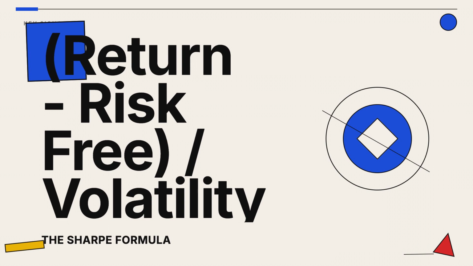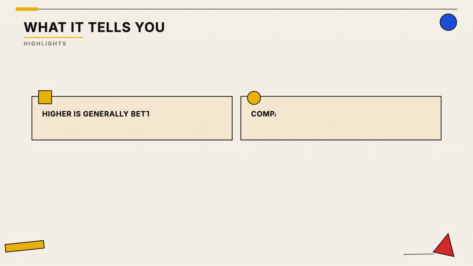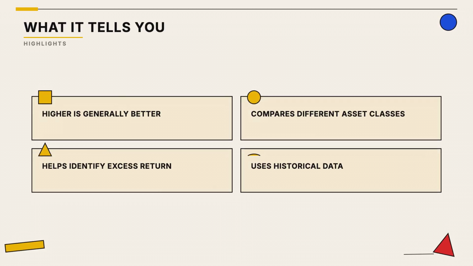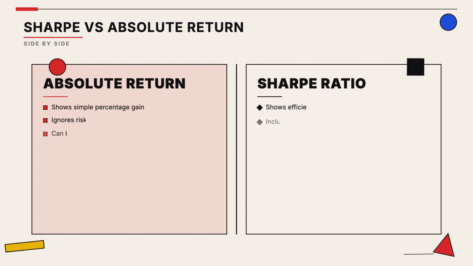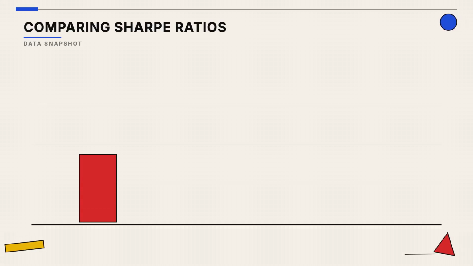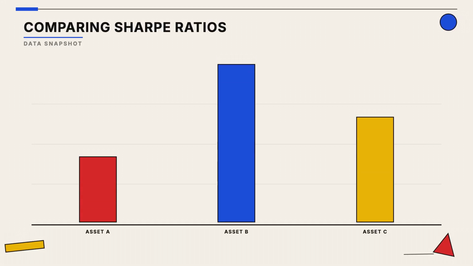of that investment. A higher ratio suggests that the investment has provided better returns relative to its volatility compared to other options. While absolute return tells you the raw gain, the Sharpe ratio qualifies that gain by showing how bumpy the ride was. In this example, asset B has the highest ratio, meaning it delivered the most efficient return per unit of risk.